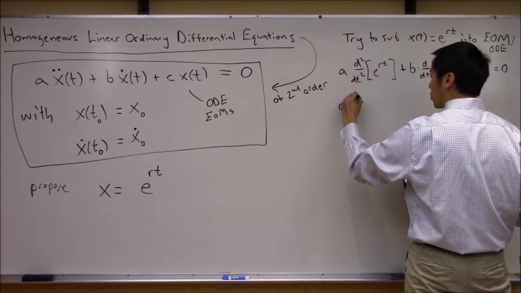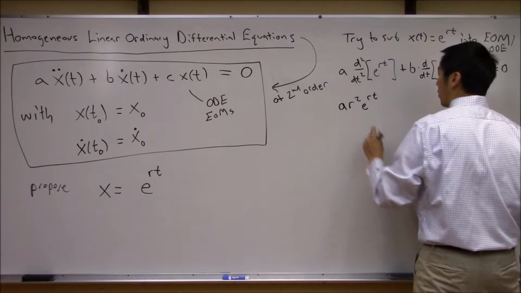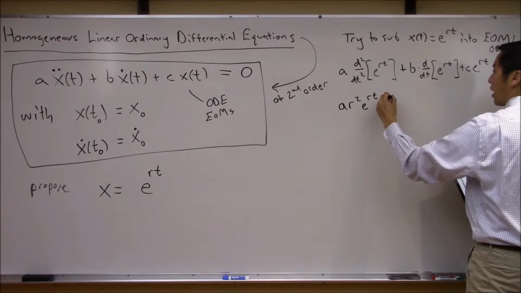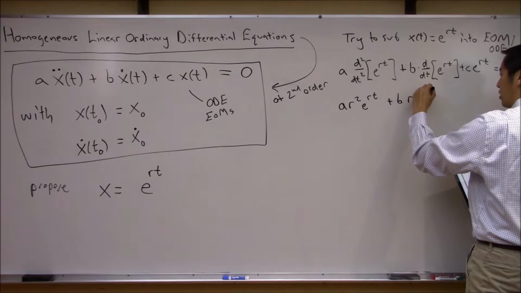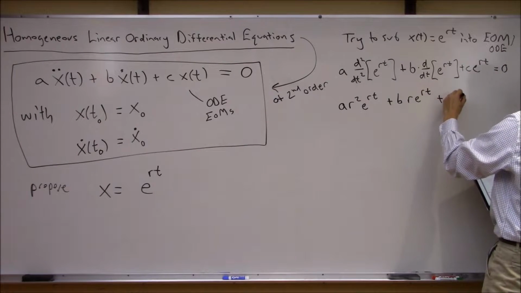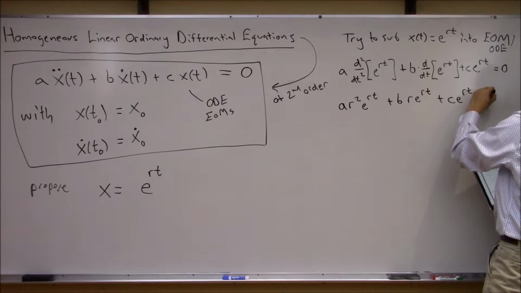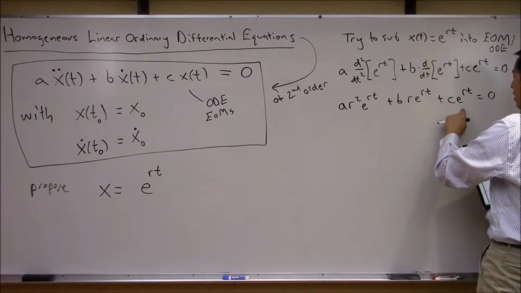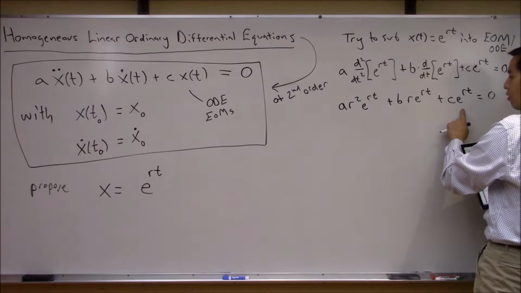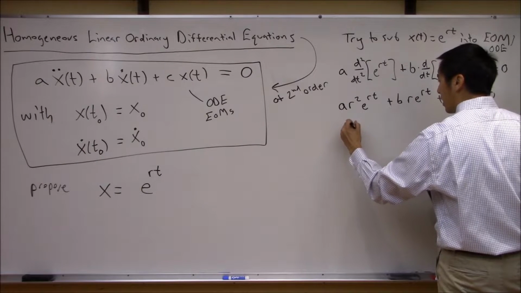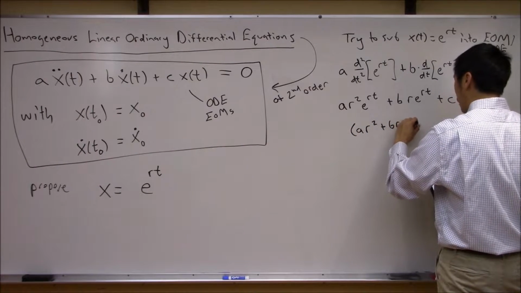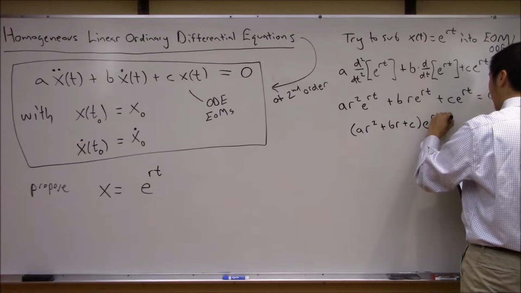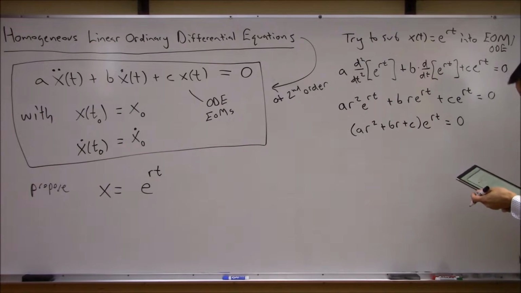A r squared e to the rt. Would everyone agree that's this first term? Okay, plus b times this becomes r e to the rt, right? Plus c e to the rt has got to equal 0, okay? Well, look at this. All of these e to the rt's are similar, so let's factor those out. So I end up with ar squared plus br plus c, times e to the rt, has got to equal 0, okay?